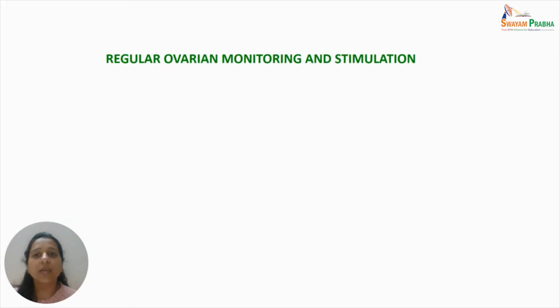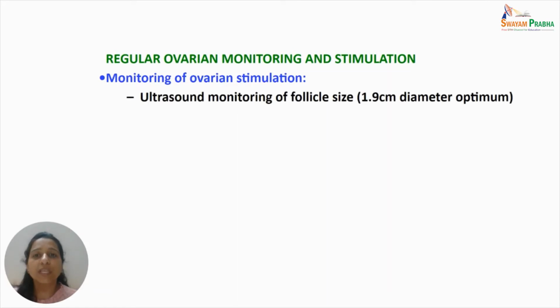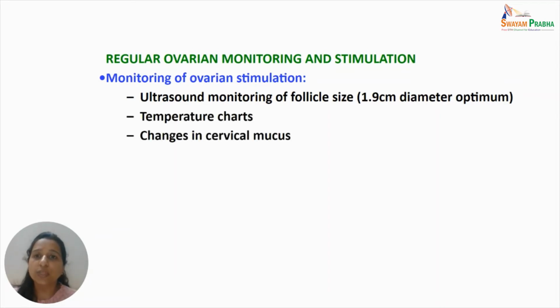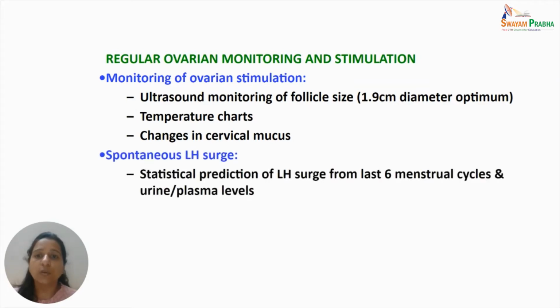Along with this, there is regular ovarian monitoring and stimulation done. The monitoring of ovarian stimulation is done by ultrasound, in which the follicle size, even less than 1.9 centimeter diameter, is easily monitored with the ultrasound. The temperature charts are continuously prepared. Any changes in the cervical mucus are noted down.